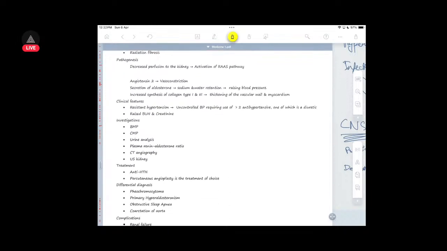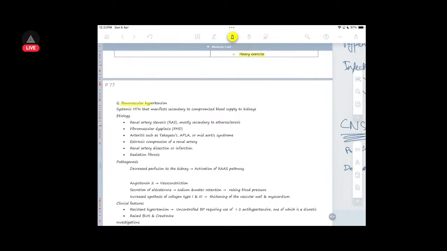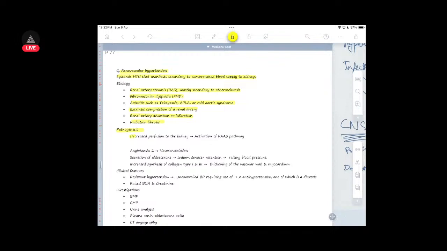Okay, going on, you have renovascular hypertension. It is systemic hypertension that manifests secondary to compromised blood supply to the kidney. This is basically secondary hypertension. Causes: renal artery stenosis, mostly secondary to atherosclerosis, fibromuscular dysplasia, arteritis such as Takayasu and mid-aortic syndrome, extrinsic compression of the renal artery, dissection or infection, and radiation fibrosis, all leading to renovascular hypertension. Pathogenesis: decreased perfusion to the kidney, activation of the RAAS pathway, and angiotensin 2 leading to vasoconstriction.